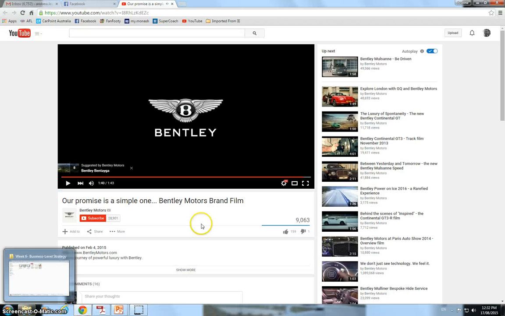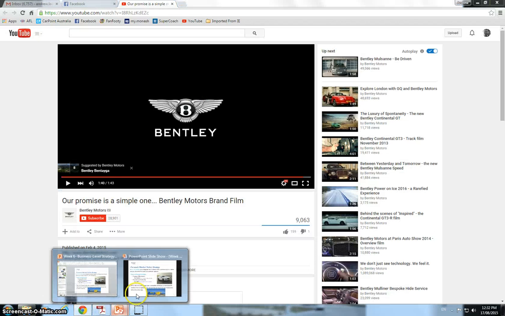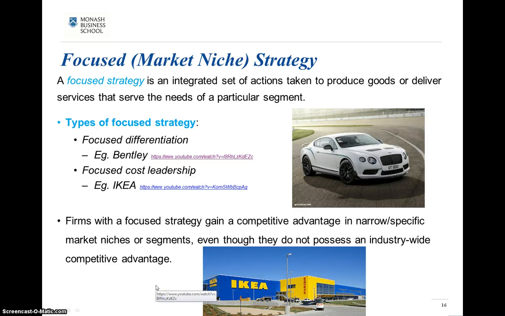So clearly, Bentley are a good example of a company that targets a very small niche, as you can tell from their advertisement there. They are a prestige company, but even more specifically, it's at the very, very upper end of the car industry. The people that they target are those who like motorsport and like the tradition associated with a brand like Bentley.